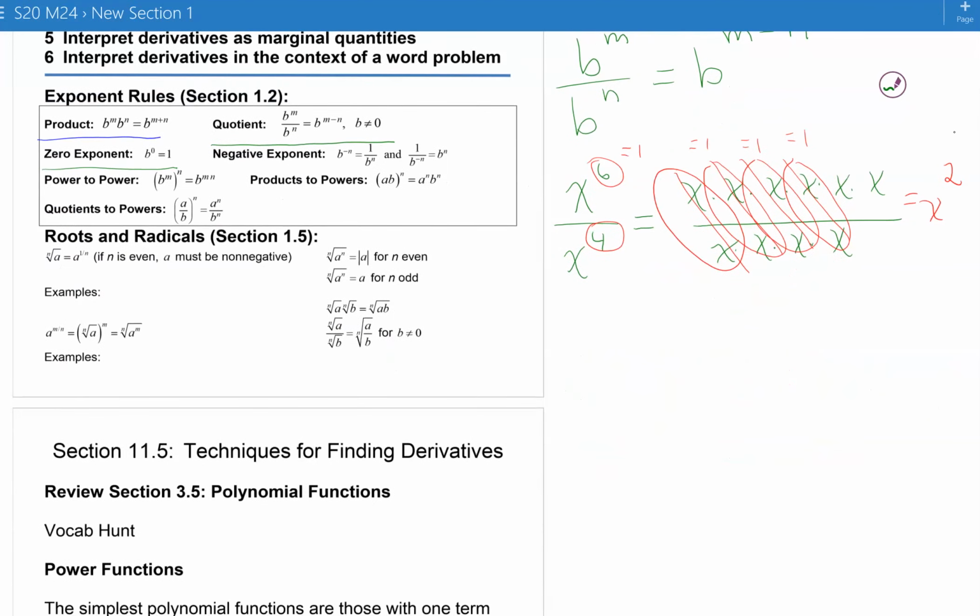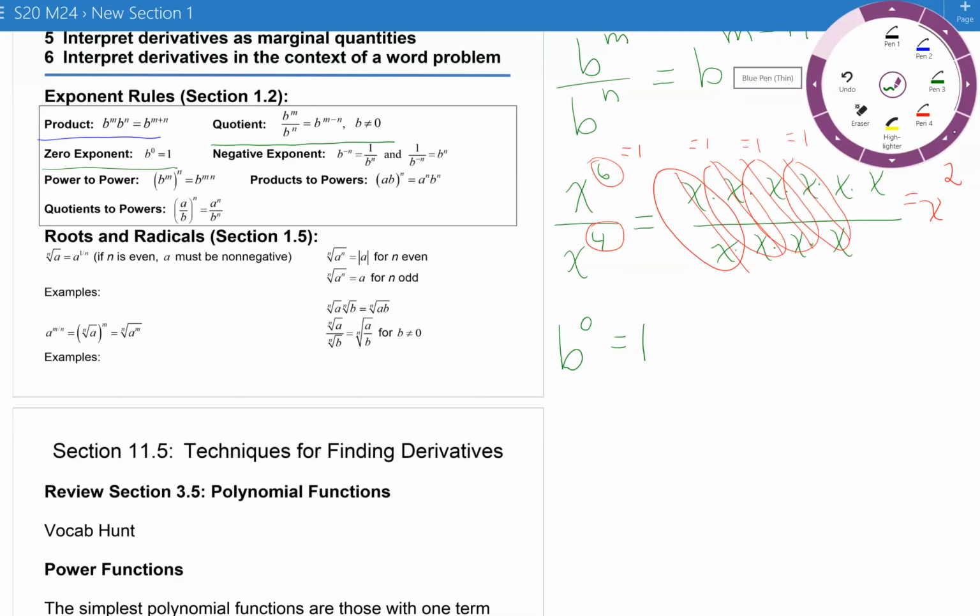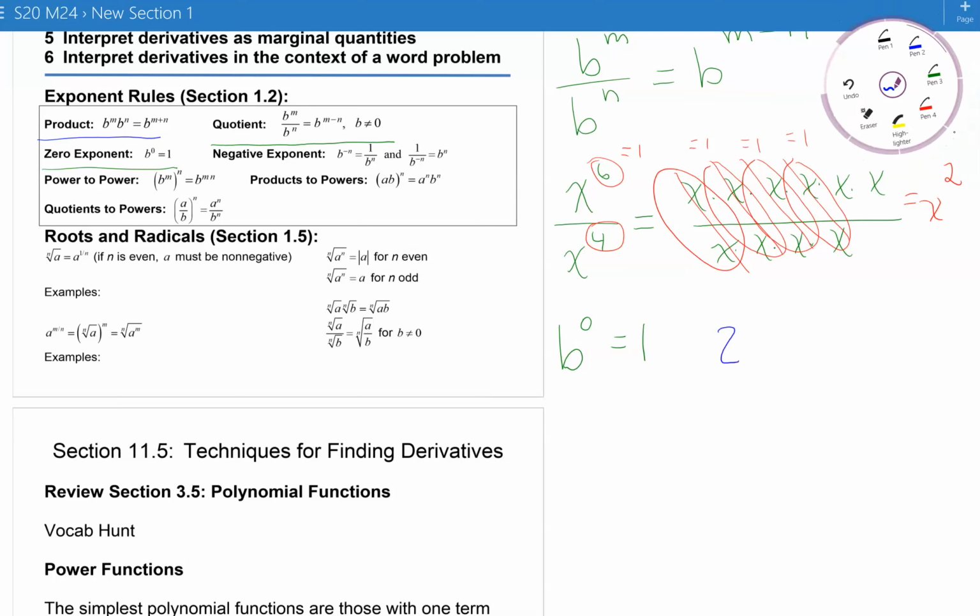Okay, then we have the 0 exponent. So recall that for any real number, if you take it to the power of 0, that's going to be 1, and it makes all the exponent rules work properly. So if I have 2 to the 0, that's 1. If I have 5 to the 0, that's 1.